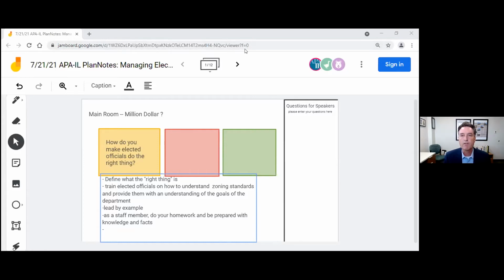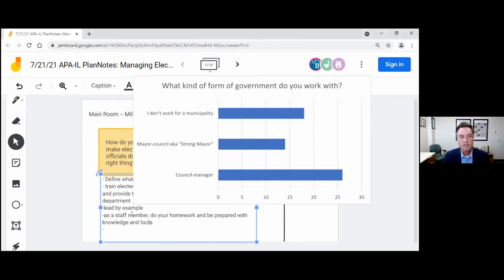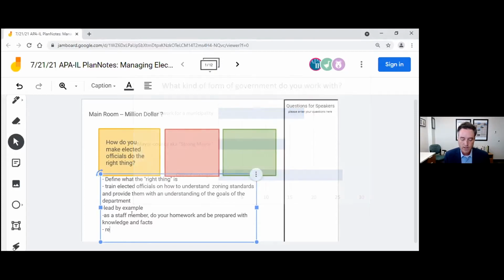So the form of government you work with is going to have a huge impact on how you relate to and how you talk to elected officials. But the final comment that I'll offer on this point is that there really is such a high value in doing relationship building with your elected officials.